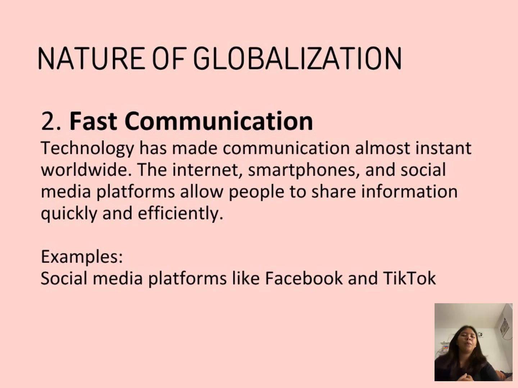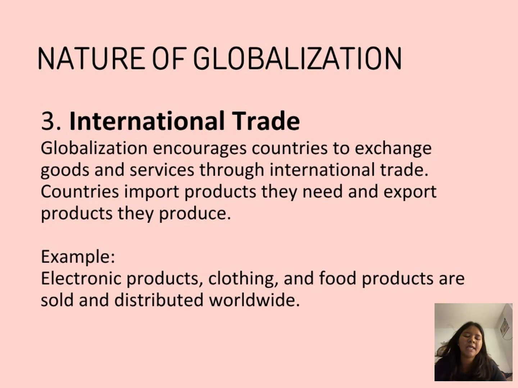Number 2, fast communication. Technology has made communication almost instant worldwide. The internet, smartphones, and social media platforms allow people to share information quickly and efficiently. For example, social media platforms like Facebook and TikTok. Number 3, international trade. Globalization encourages countries to exchange goods and services through international trade. Countries import products they need and export products they produce. Example, electronic products, clothing, and food products are sold and distributed worldwide.